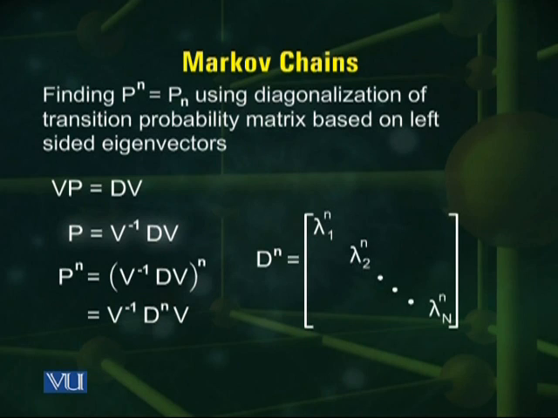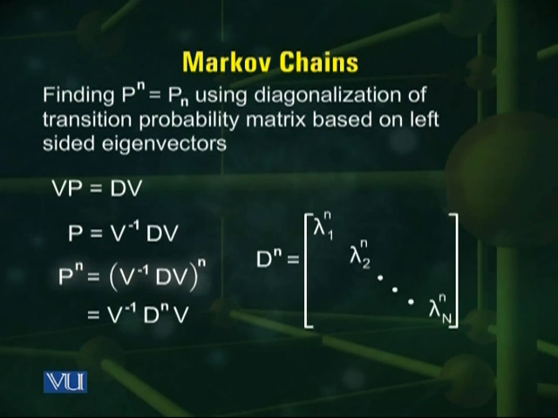So if you keep on writing these expressions side by side, you will see that V and V inverse will be next to each other. When you multiply V and V inverse, it gives you an identity matrix, and that does not play any role in the multiplication. So eventually you will end up with a V inverse on the left, a D raised to power n in the middle, and a V, the last V, on the right.